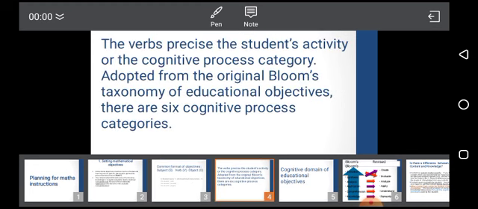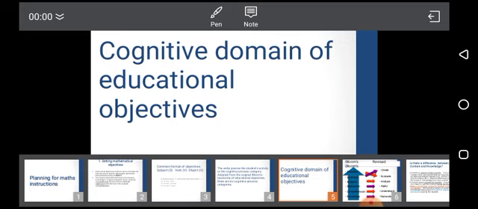The verb precises the student's activity or the cognitive process category, adapted from the original Bloom's taxonomy of educational objectives. We have 6 cognitive process categories. Let's continue with the cognitive domain of educational objectives.